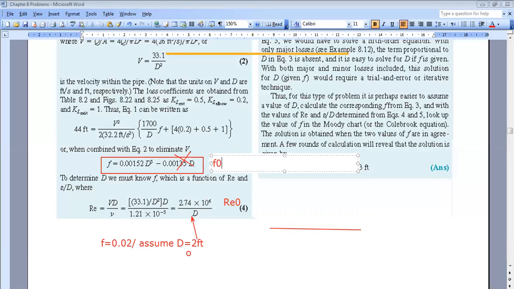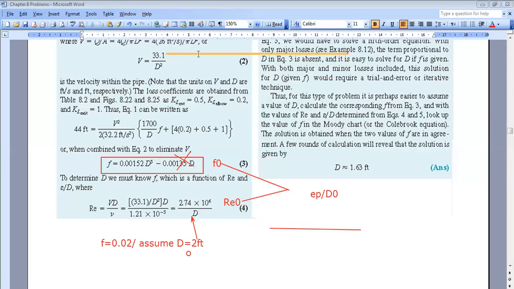Now, how to make sure that my assumption is not very far from the reality? What I will do, since now I have f0 and Reynolds, knowing 2 parameters, I go to the Moody chart. From the Moody chart, what can I get? I get the third parameter, which is epsilon over d0.